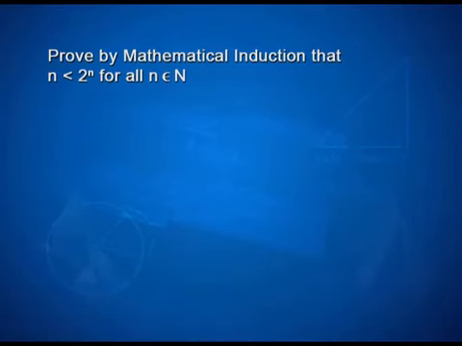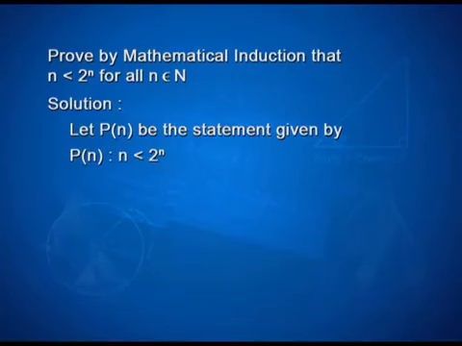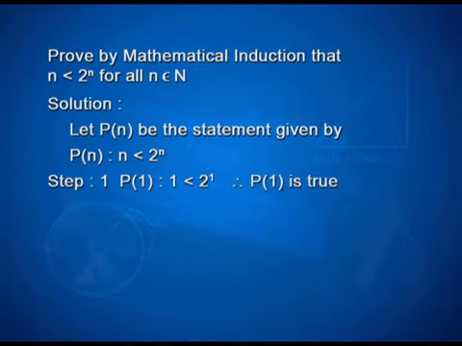Prove by mathematical induction that n is less than 2 raised to n for all n belonging to N. For the solution, let P(n) be the statement given by P(n): n is less than 2 raised to n. In the first step, we will write P(1) as 1 is less than 2. Therefore, P(1) is true.